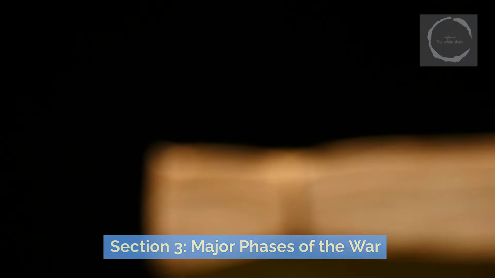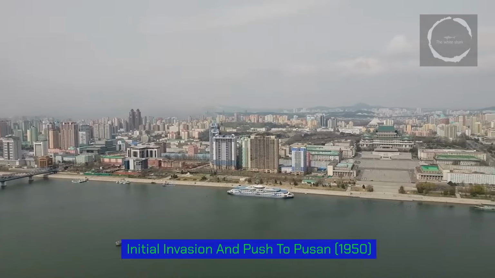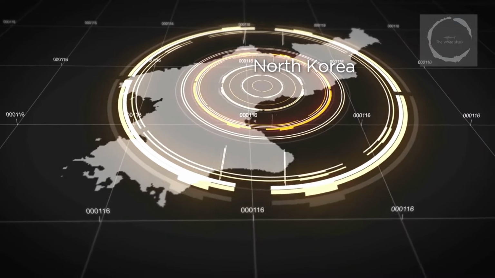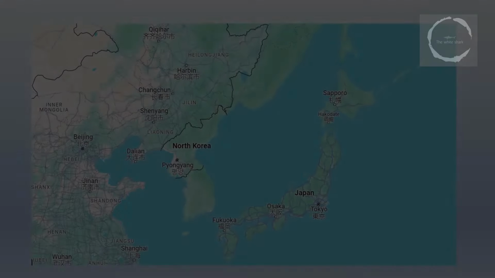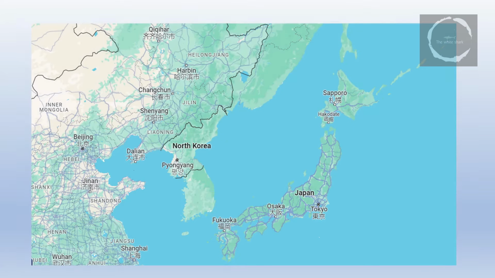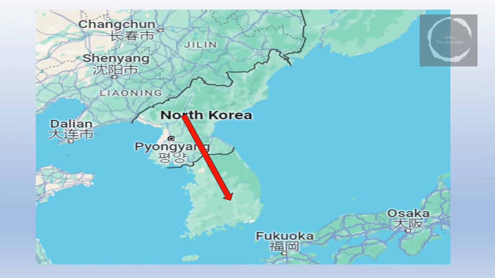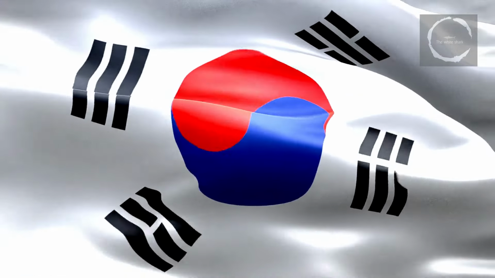Section 3. Major phases of the war. Initial invasion and push to Pusan, 1950. The North Korean army, equipped with Soviet tanks and heavy artillery, quickly overran positions held by the ill-prepared South Korean forces. By early August 1950, they had pushed the South Korean and their fledgling UN allies into a small defensive perimeter around the port city of Pusan. This desperate stand would mark a significant early phase of the war.